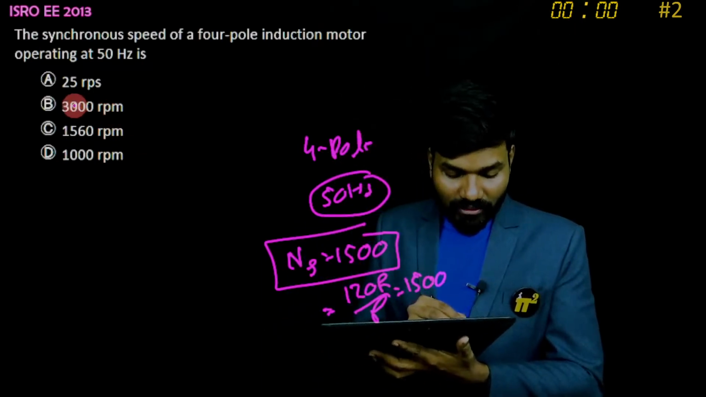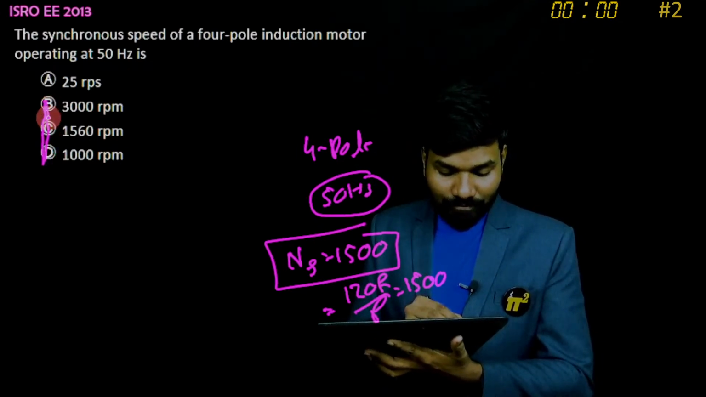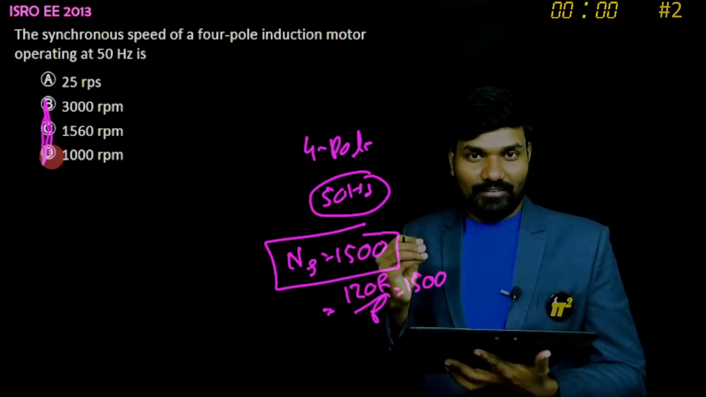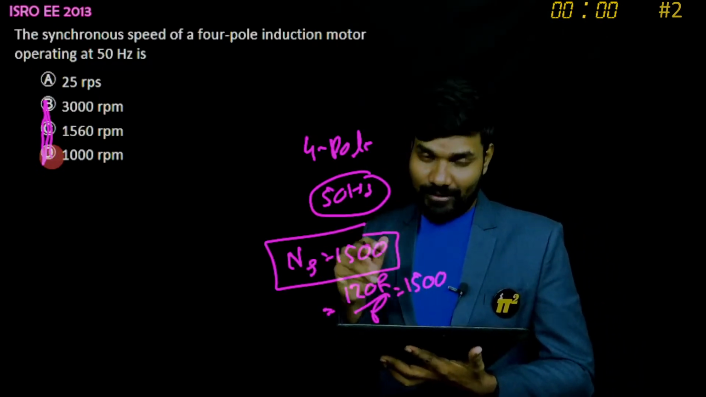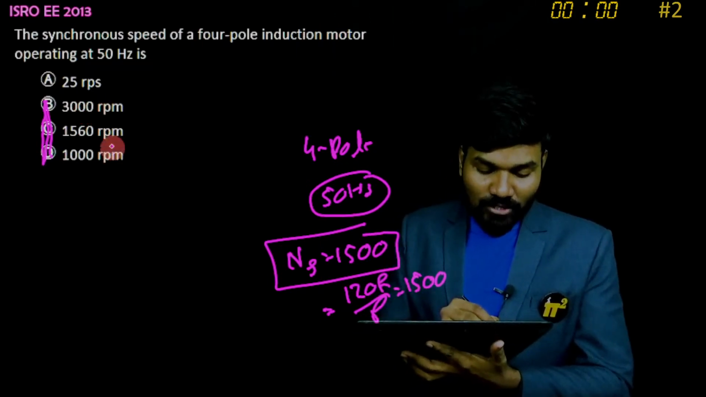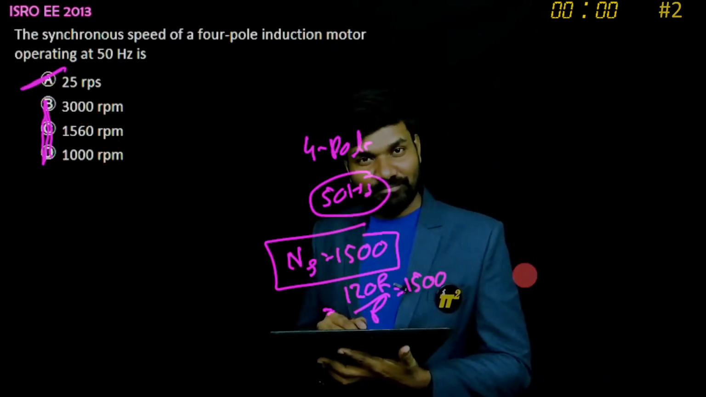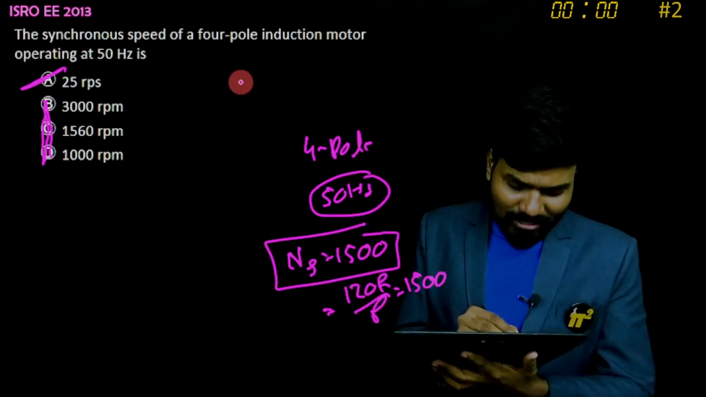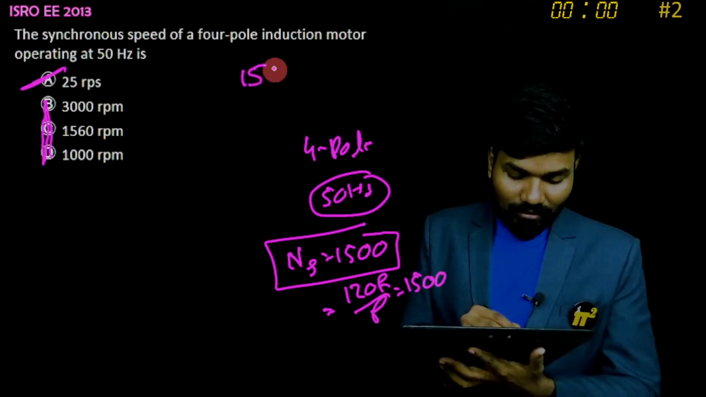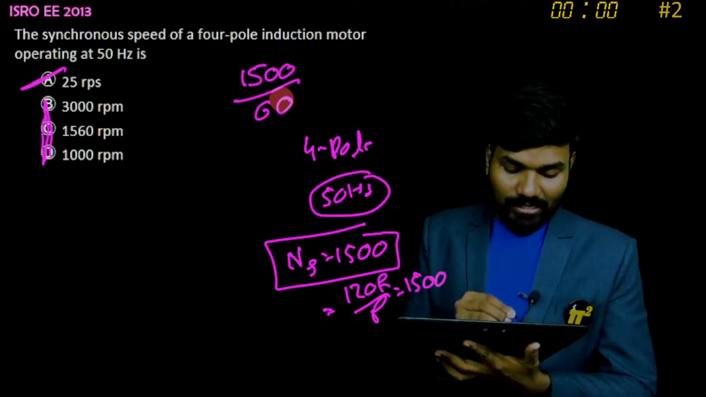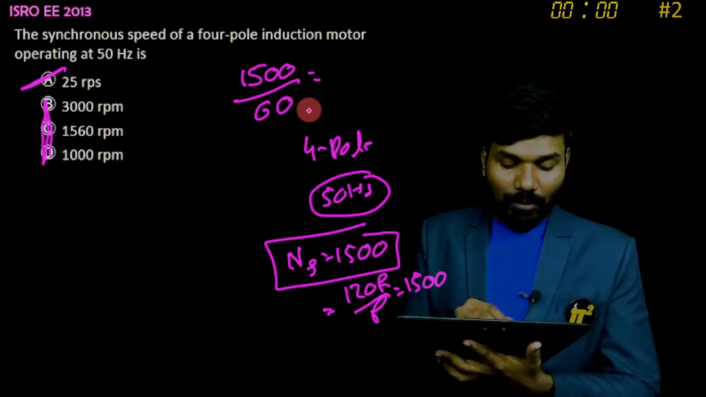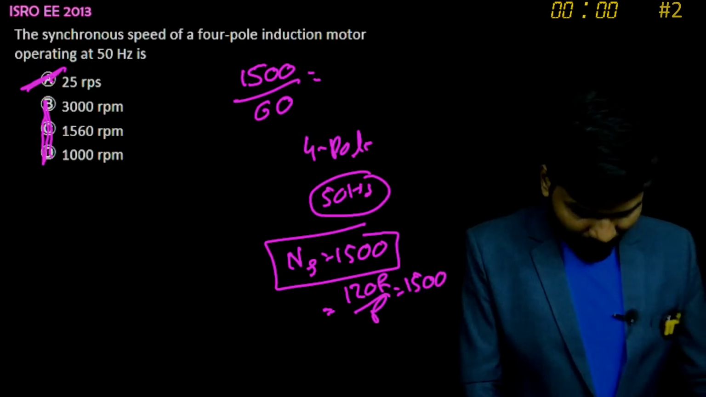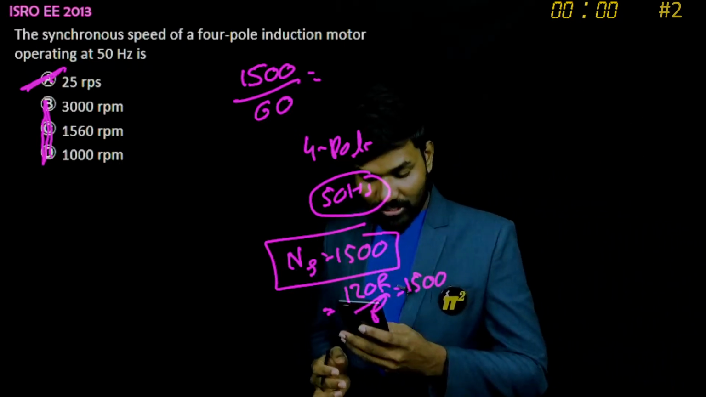Okay, so these three are wrong answers. You don't know what is RPS. RPS means revolutions per second. RPM means revolutions per minute. So as these RPMs are wrong, obviously this RPM must be right. You don't have to calculate. Or else if you want to calculate in RPS, 1500 by 60 is going to give you RPS. So it should be giving you 25 RPS. Yes, you guys have answered correctly.